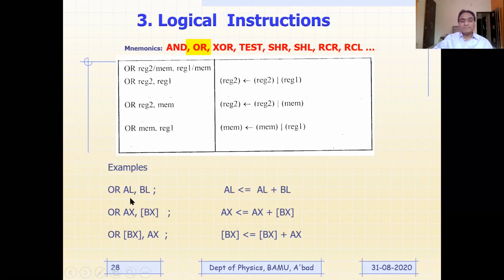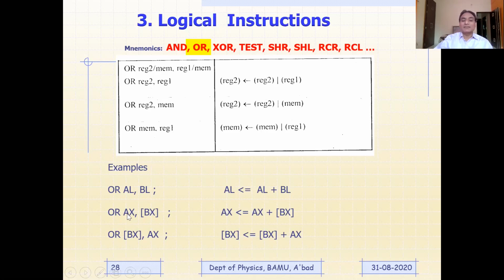So you can see here we have considered three examples of these three types. OR AL comma BL, it means BL will be logically ORed with AL and result will be updated in AL. Whereas here OR AX comma square bracket BX, इसका मतलब ये होगा कि content of memory location whose address is in BX is going to be logically ORed with content of AX and it will be updated in AX.